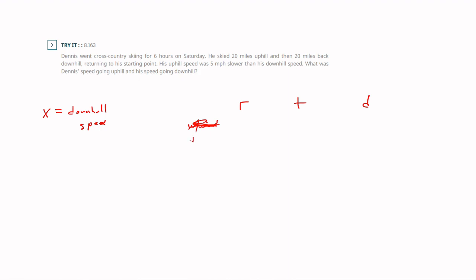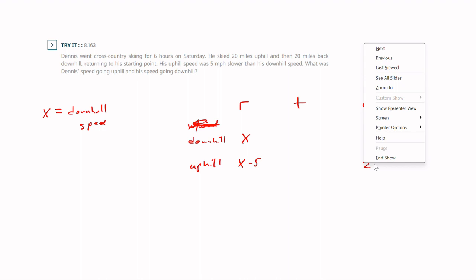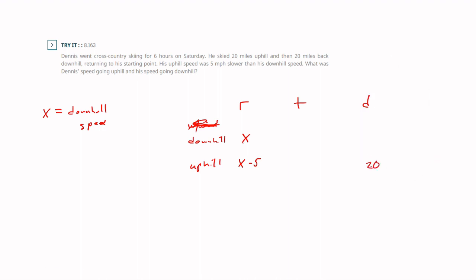So we're going to call this downhill. We're going to call this uphill. So when he's going downhill, that's the one we don't know. We know his uphill speed. That's fighting him. He's 5 miles an hour slower. Now, how far does he go on each of those? Uphill, he went 20. Downhill, he went 20. Okay, so time is always the two over top of each other, 20 over x, 20 over x minus 5.